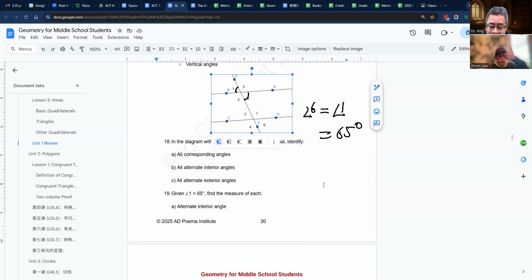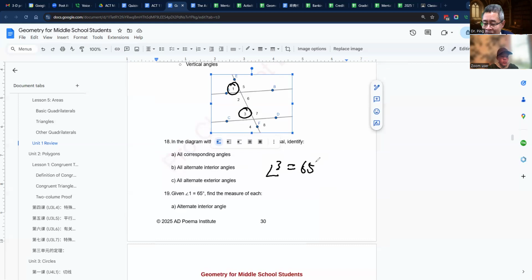Grayson, we good? Then corresponding angle is always congruent. So this and this, so 3 will be 65. Okay. All right.